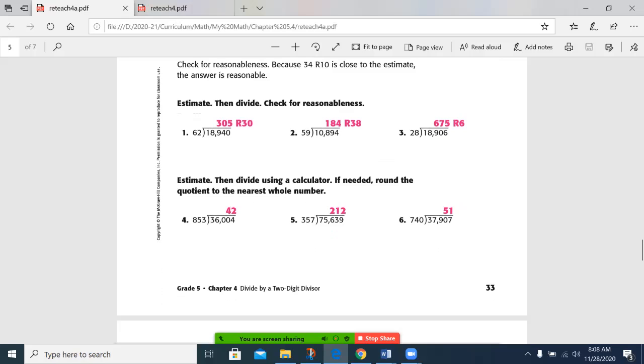Using the calculator, 357 went into 75,639, 212 times. And 740 went into 37,907, 51 times.